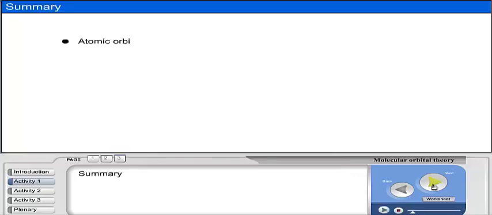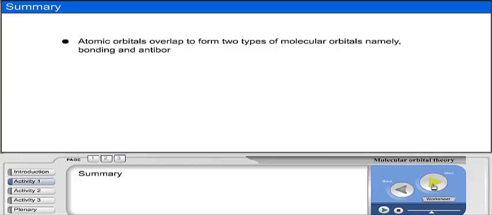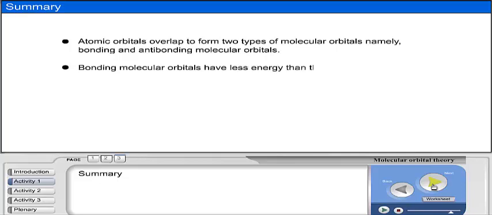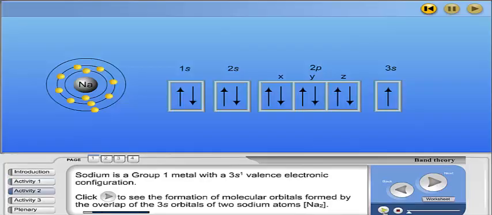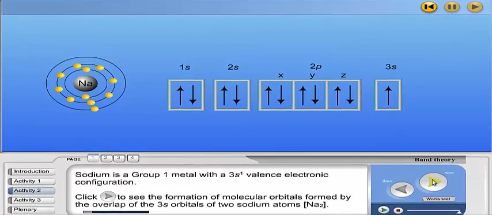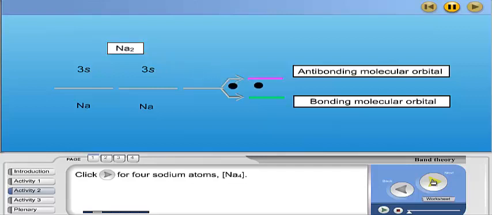Atomic orbitals overlap to form two types of molecular orbitals, namely bonding and antibonding molecular orbitals. Bonding molecular orbitals have less energy than the antibonding molecular orbitals. Sodium is a group 1 metal with a 3s1 valence electronic configuration. Click Next to see the formation of molecular orbitals formed by the overlap of the 3s orbitals of two sodium atoms, Na2. Click Next for 4 sodium atoms, Na4.